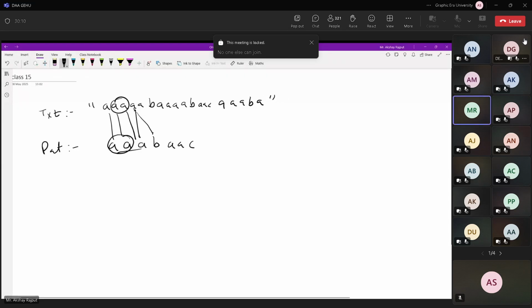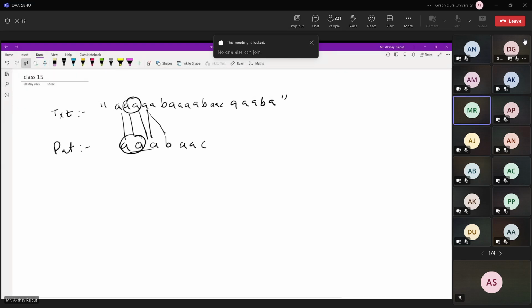If these two A's are already matched because we have compared this A and this is also the same, then we only need to make sure that, okay, is this equal to this A? No. Yes, it is. Then we will match this. So now again, this is not a match. So now we need to match this and this because these two A's are already matched with these two A's. So now we will match this. Yes, this is matched. This is matched. This is matched. This is not matched, right?